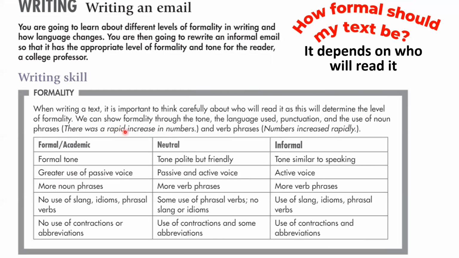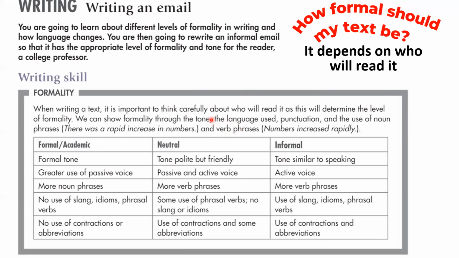There was a rapid increase in numbers, and here we're using verb phrases: numbers increased rapidly. Okay, for example, the tone. It can be a formal tone for formal or academic texts. If it is a neutral text, we could use a tone polite but friendly. And if it is an informal text, well, the tone will be similar to speaking.